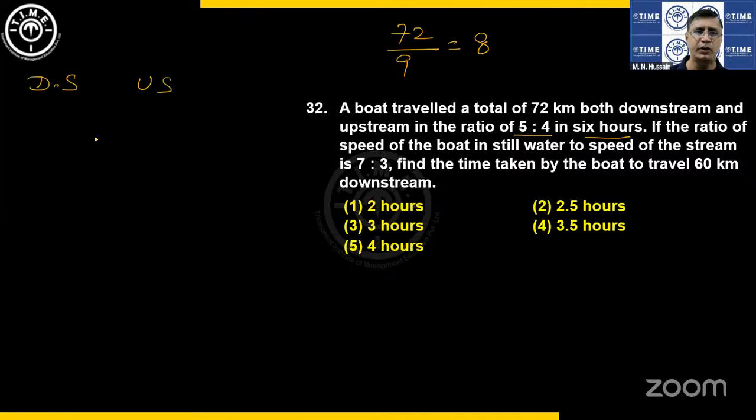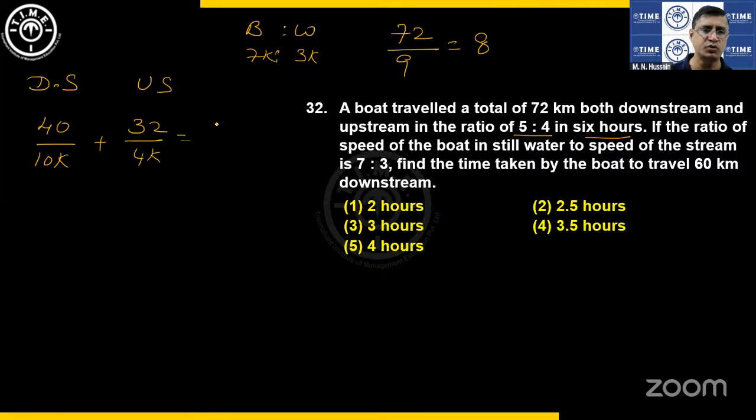Now downstream and upstream. Downstream, how much here? 5 into 8, that is 40. 4 into 8, that is 32. These are the distances covered downstream and upstream. What is the total time? 6 hours. The ratio of the speed of the boat in still water and the stream is 7:3. Means 7K and 3K. Downstream is 7 plus 3, that is 10K. And upstream is 7 minus 3, that is 4K.